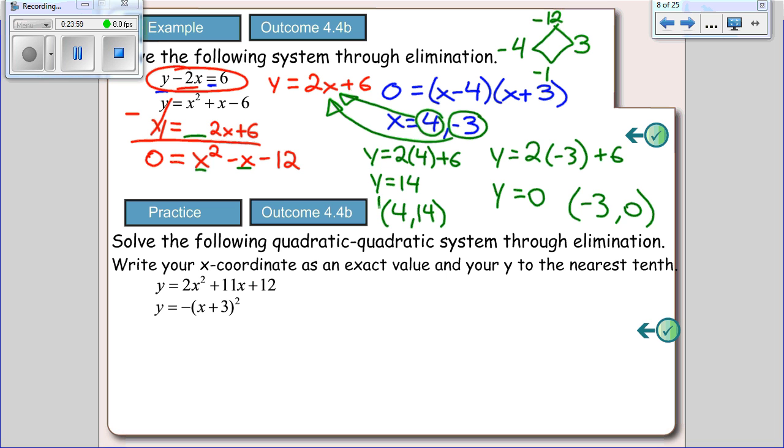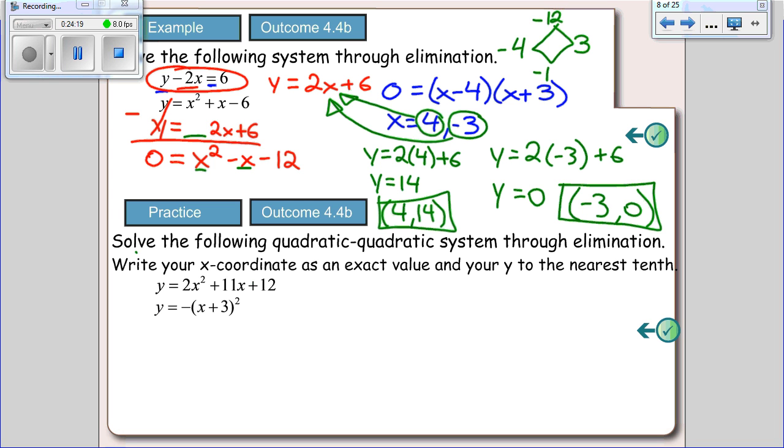Okay, we come down here, we've got our last question, or second last question. We need to solve through elimination. It is quadratic and quadratic. This looks completely different though. If you look at this thing, we notice we probably have a big problem, that this quadratic equation is definitely not in a form that we're used to.